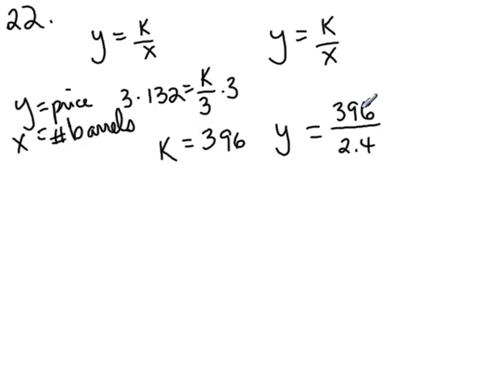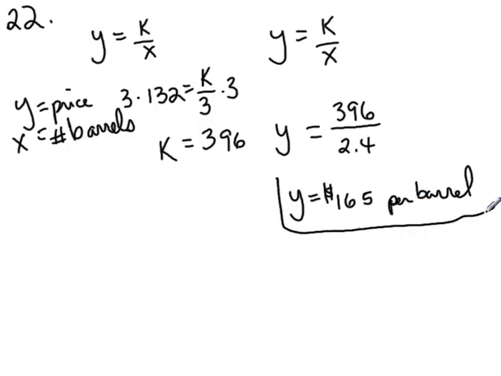So this is my problem. I have 396 divided by 2.4, and that gives me my y is $165. I was looking for my price per barrel. And that's my answer. y is $165 per barrel.